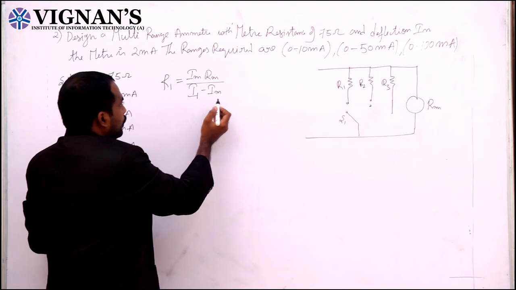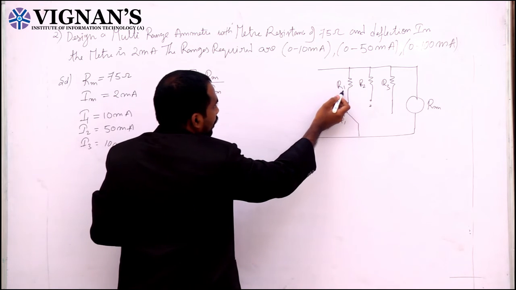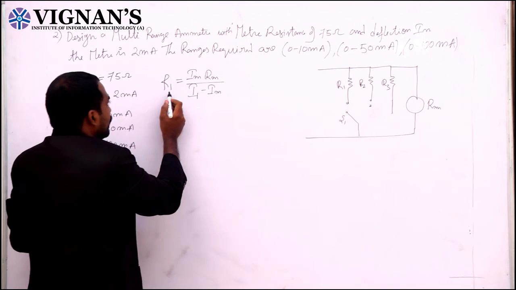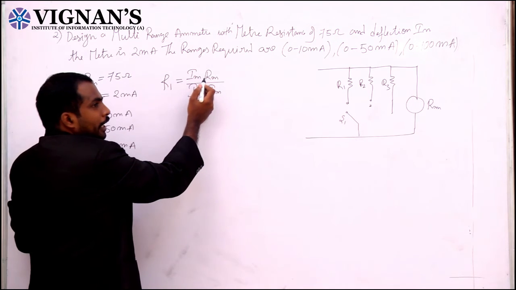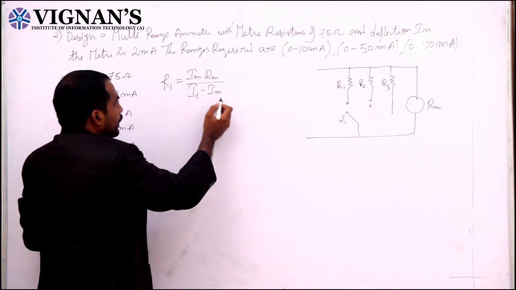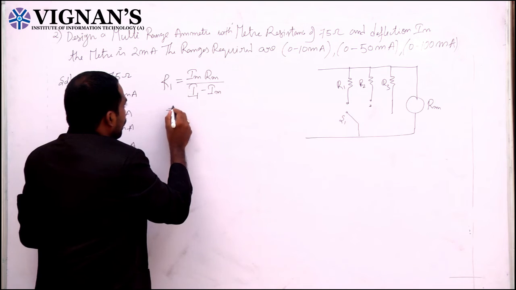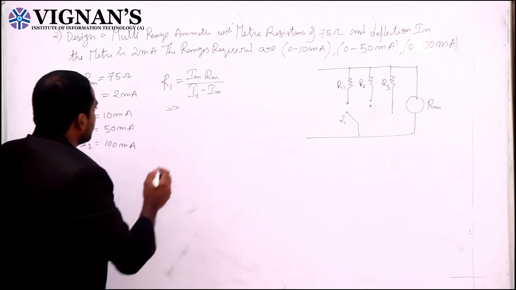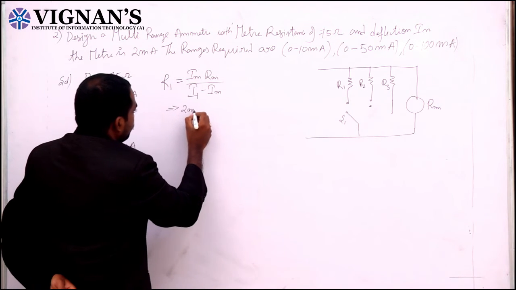But in this case, I am replacing my RSH with R1, that's it. So what's the value of R1 directly? R1 is equal to Im into Rm by I minus Im. Now you substitute the given values. What's the value of Im? Im is nothing but 2 milliamps.